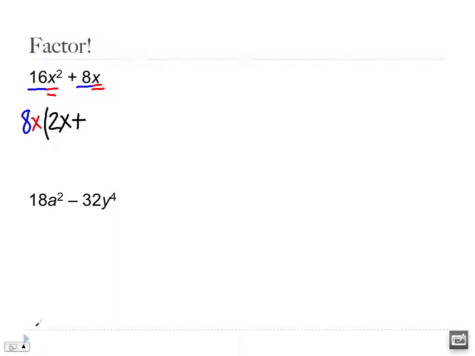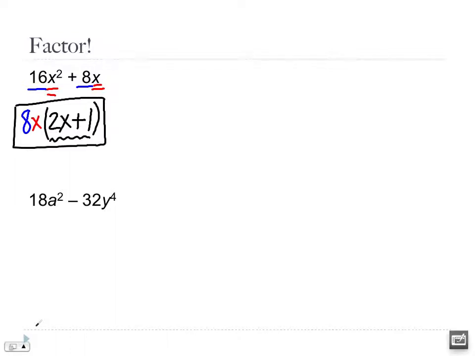Bring down your addition sign. 8x divided by 8x is 1. A lot of students forget that 1, but that 1 is a very important placeholder. Now this is not factorable anymore. It's not a difference of squares, it's not a product sum trinomial, so we are finished with our factoring.